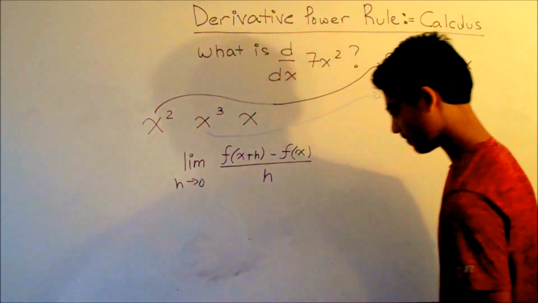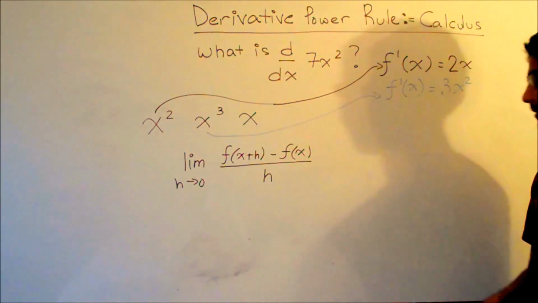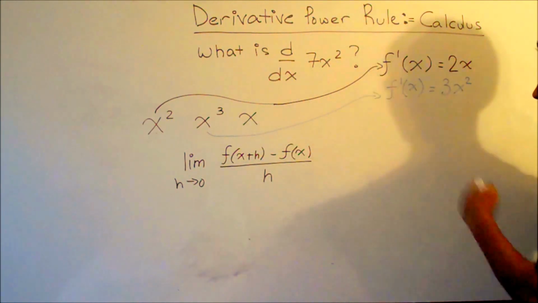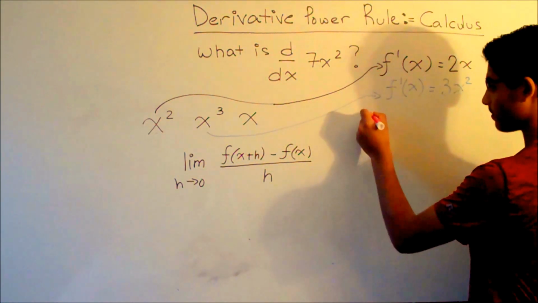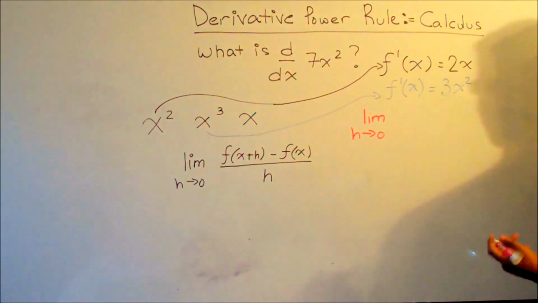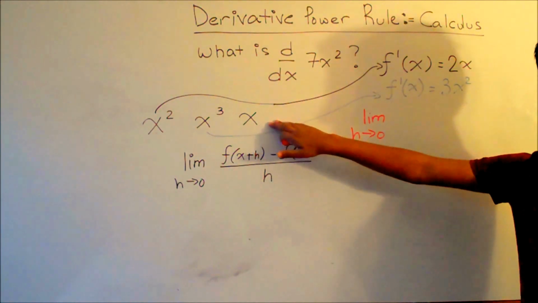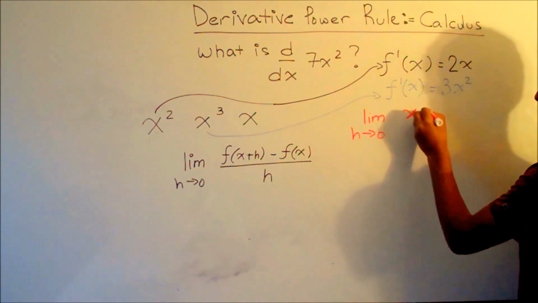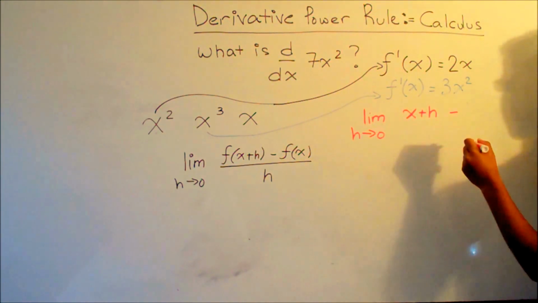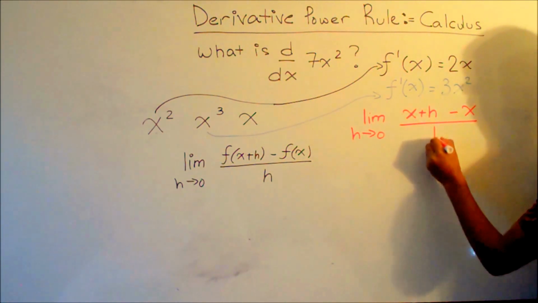Now let's move on to finding the derivative of x. So we have the limit as h approaches 0 of f of x plus h, which is just x plus h because the function is just x. So we have the limit of x plus h minus x all over h.